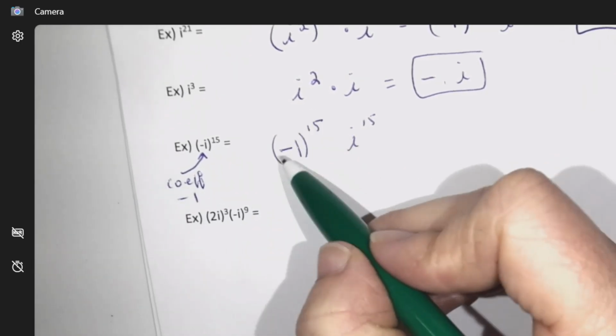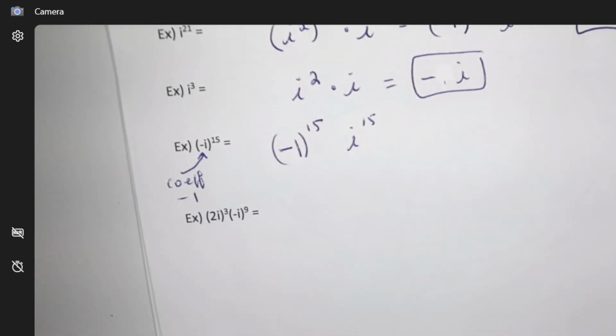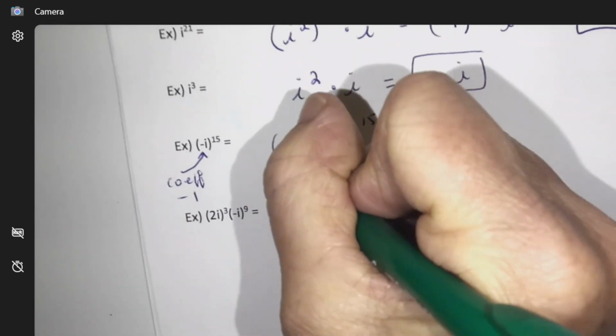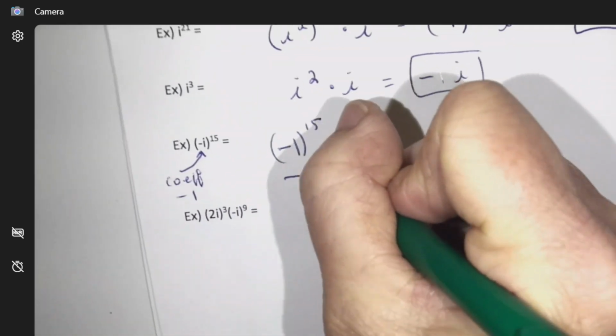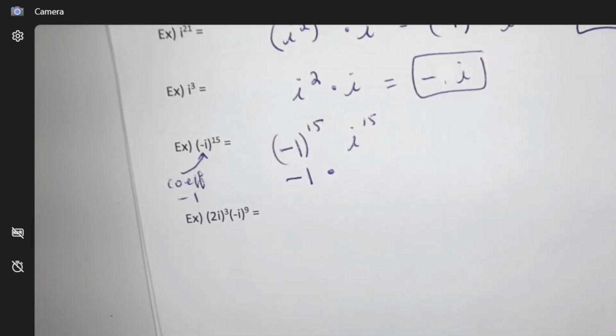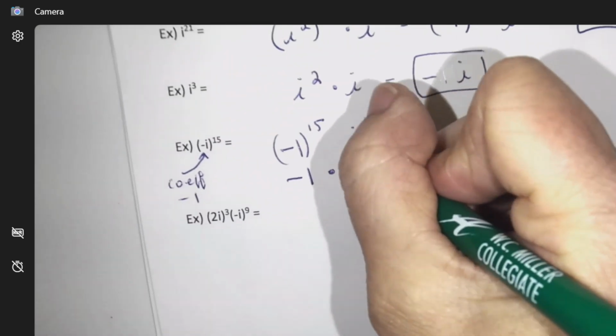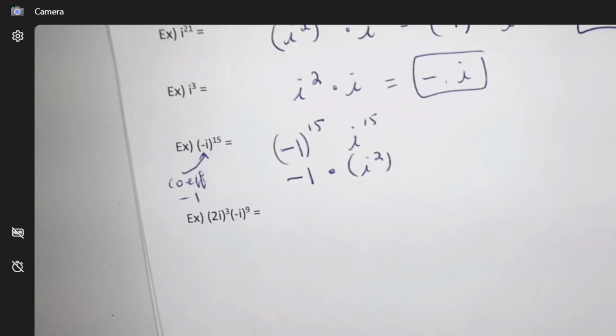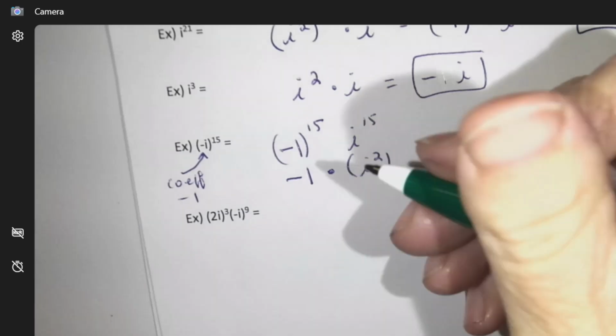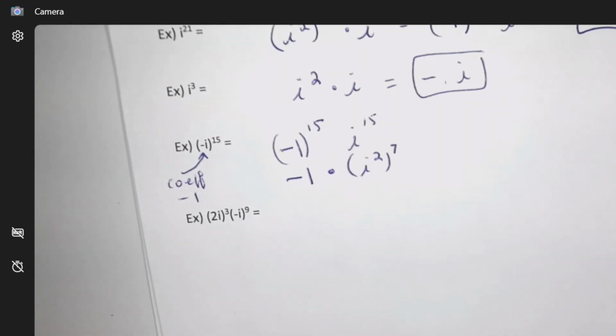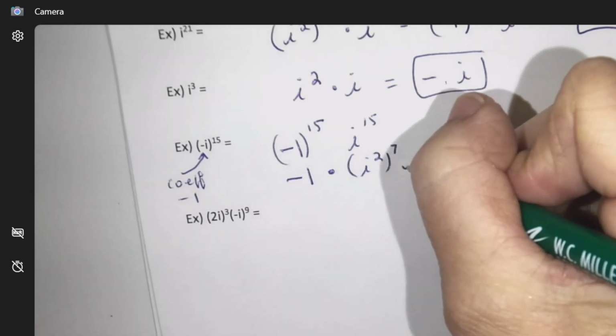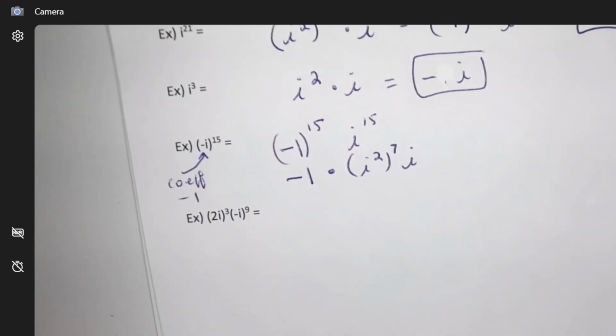Okay, so let's do the work here. What's -1 repeated 15 times? -1. i to the 15th, we're going to do the i squared deal. So I'm going to take out some i squareds. I can't get to 15, so I'm trying to get to at least 14. So 7 gets me to 14. One more gets me to 15.